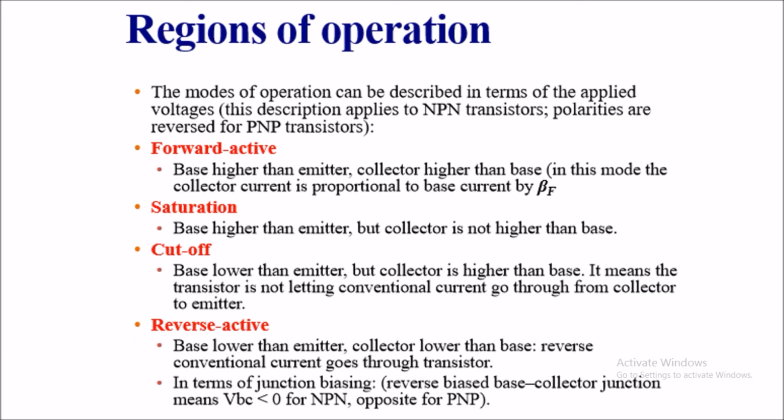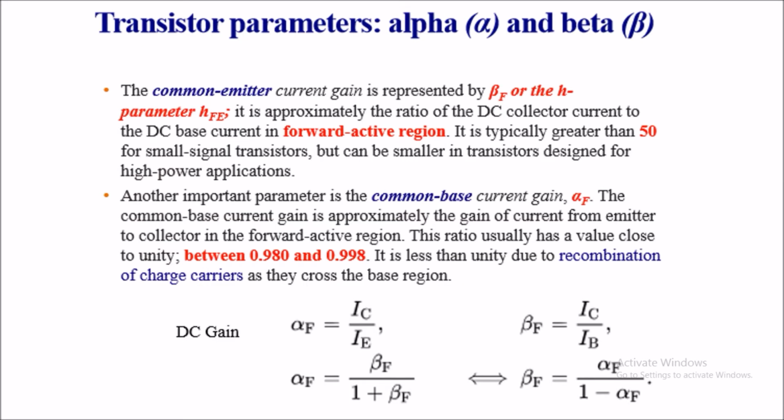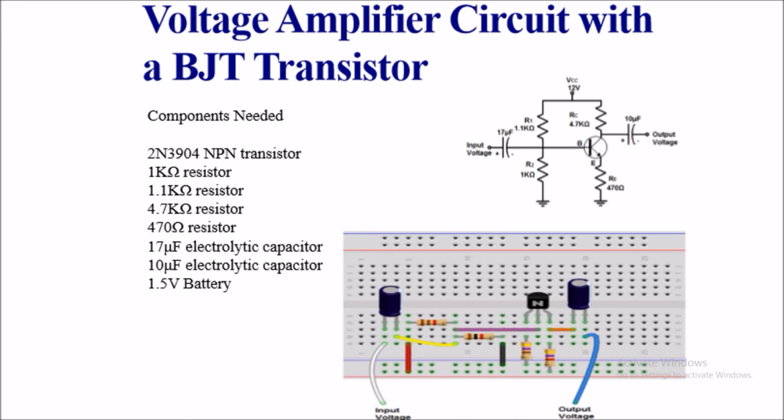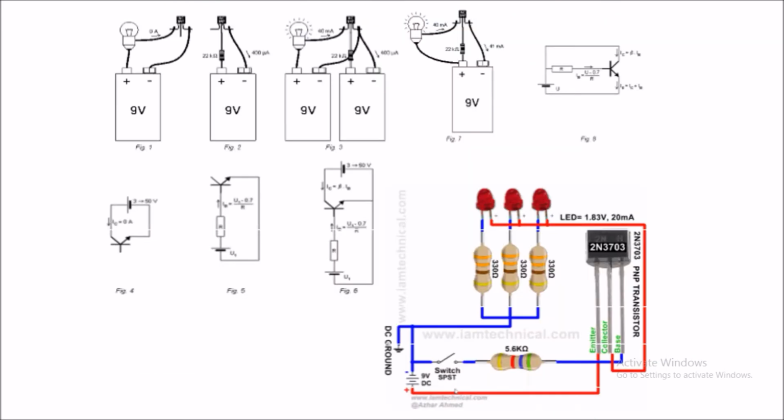In terms of junction biasing, reverse biased base-collector junction means VBC is less than zero. VBC less than zero for NPN, opposite to PNP. And we here can calculate alpha F and beta F. Here we are showing diagrams and the connection. So when cut off, these circuits are not working.